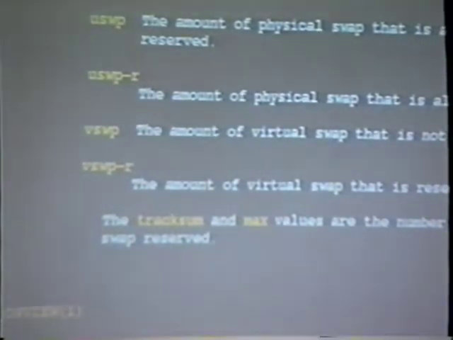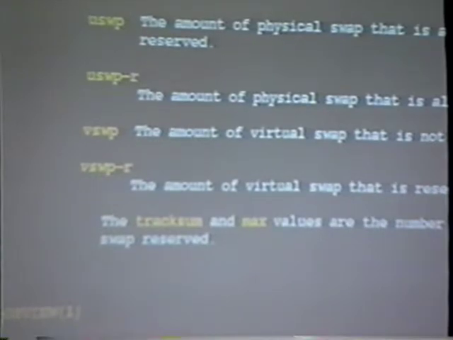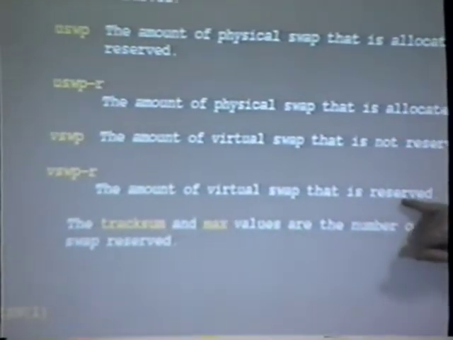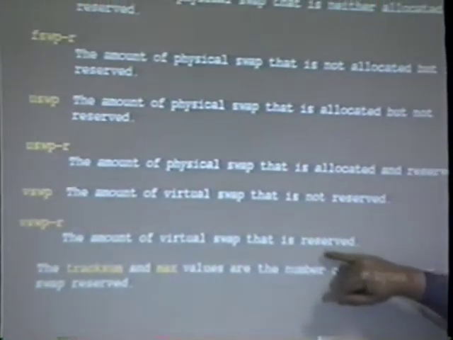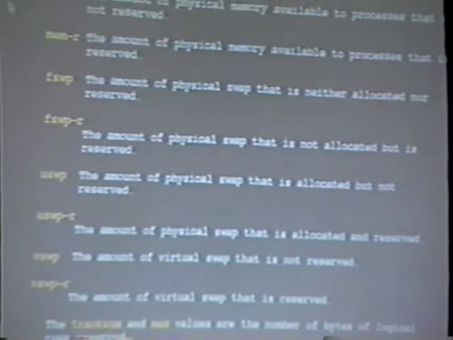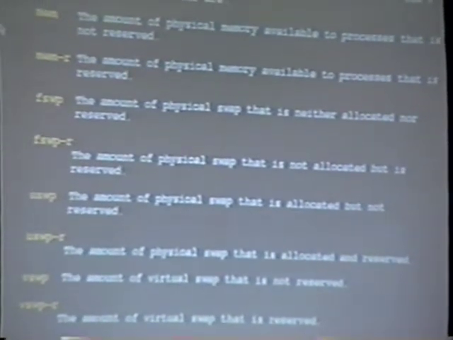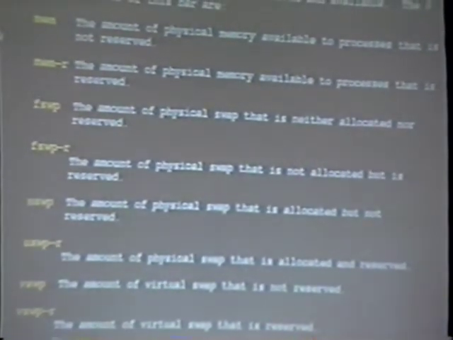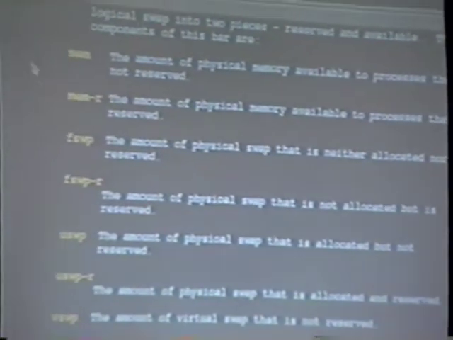Now if I'm reserving but never allocating, virtual swap comes in handy, because I can reserve on virtual swap but I can't allocate. And the same thing in physical memory. I'm reserving on memory, but there isn't really an allocation scheme there. It's how I'm managing my swap space in terms of saying I'm going to need the space, reserve it for me, or I'm actually using the space, allocate it for me.